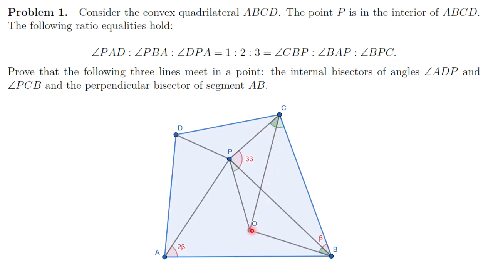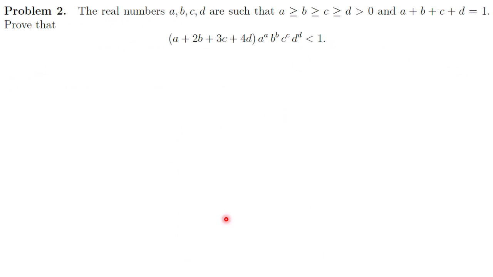A completely analogous argument will show that the angle bisector of ADP passes through O as well. So that is all for problem 1. I will do a discussion of what I think of this problem at the end of the video. For now, let us move on to problem 2.